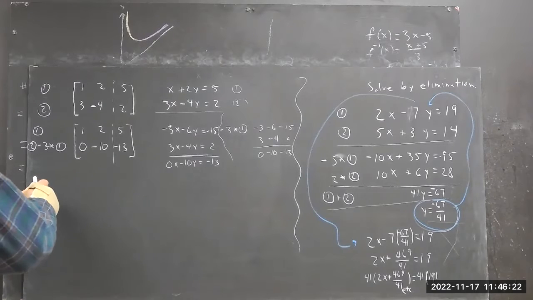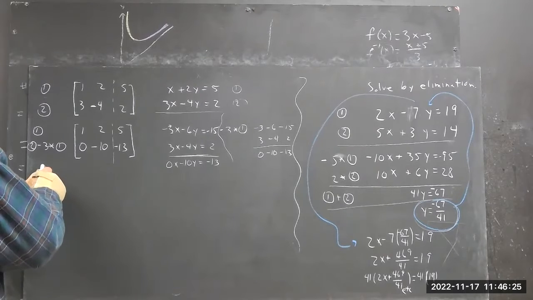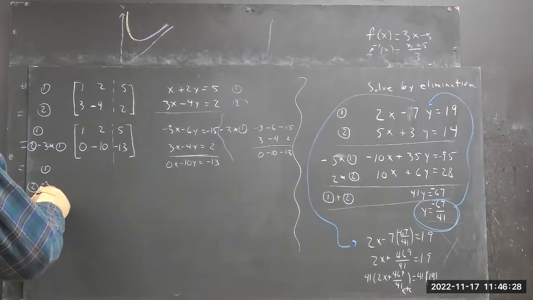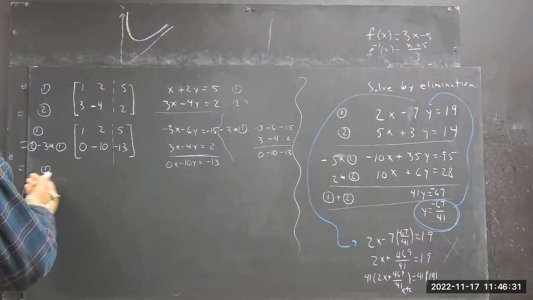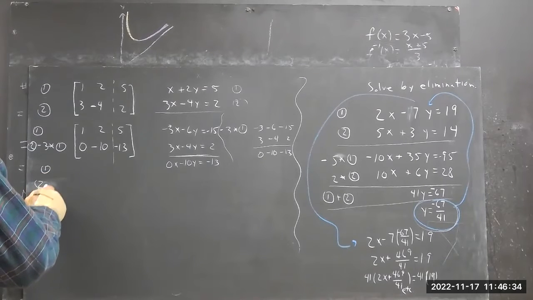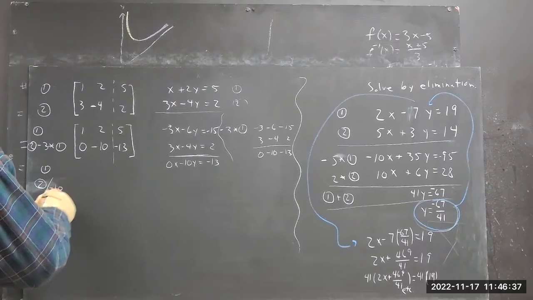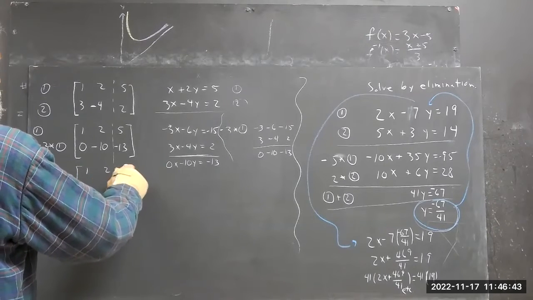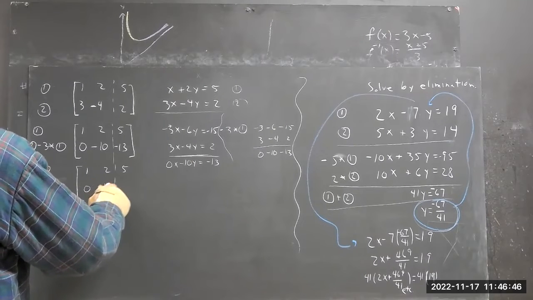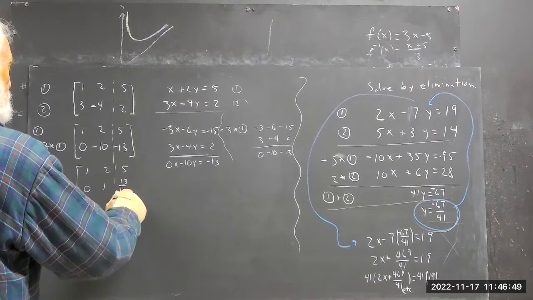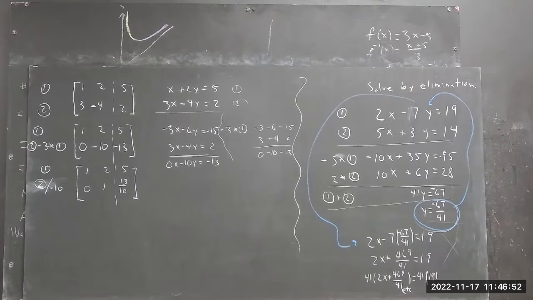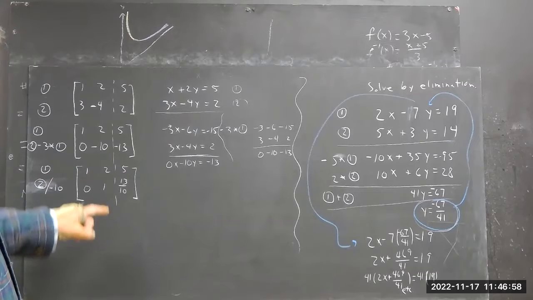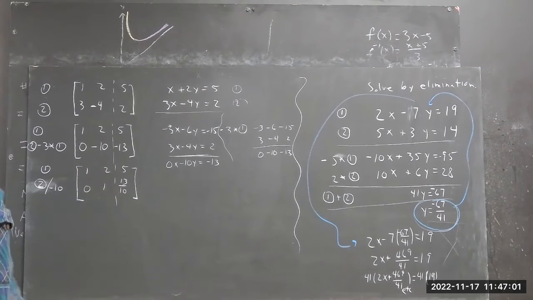Well, next thing I want to do is I want to see what y is. So I've got row 1. I've got row 2, sorry, we're going to do row 2 divided by negative 10. So row 1 is still going to be 1, 2, 5. Row 2 is going to be 0, 1, 13/10. And this stands for x plus 2y equals 5 and y equals 13/10. I've got my solution for y, which unfortunately isn't what I thought I was going to get.